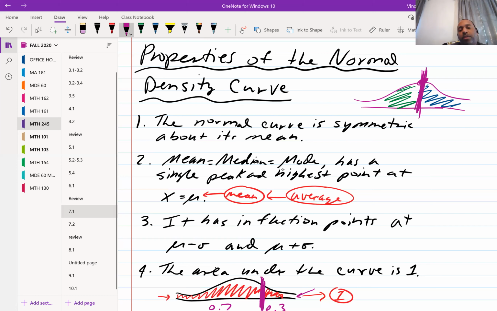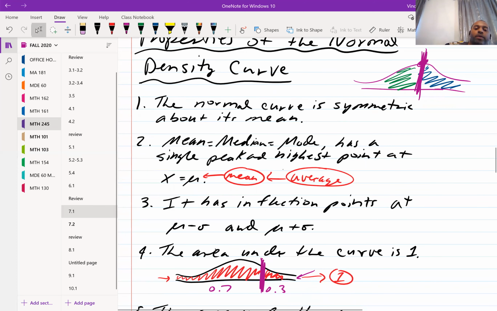Number three, we already mentioned, it has inflection points when you subtract the standard deviation from the mean and add a standard deviation to the mean. Have those two inflection points. Number four, the area under the curve is equal to one. That's one thing you most definitely are going to have to hold on to. Everything under the curve, so everything under here, is equal to one.